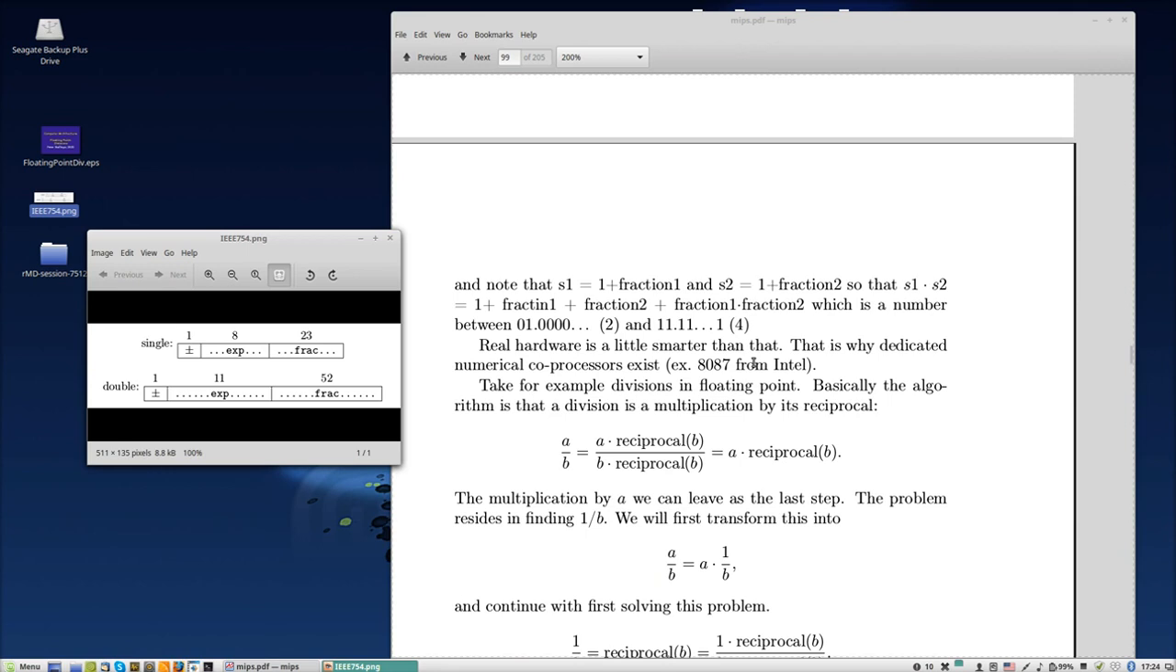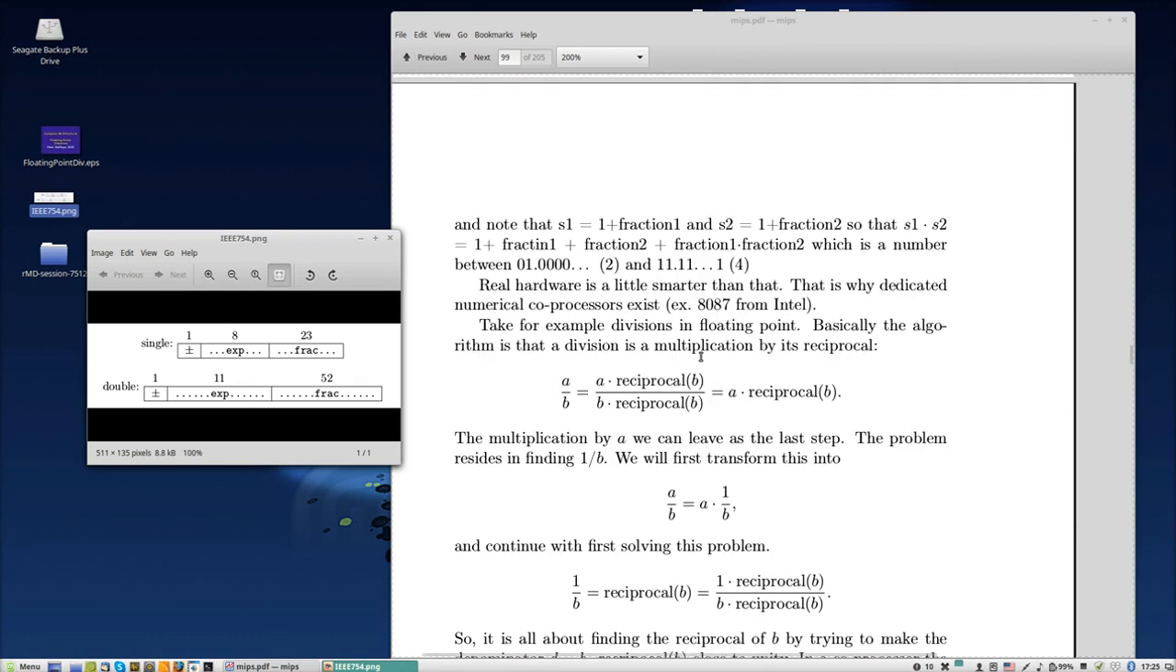The problem now is that we also have to do divisions, and divisions are a little bit more complicated. Anyway, we have had coprocessors for a long time, which I will also talk about in the MIPS assembly language lecture that will follow this one. But I want to explain to you how divisions are done.